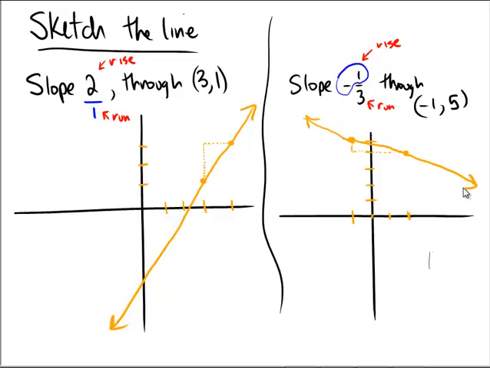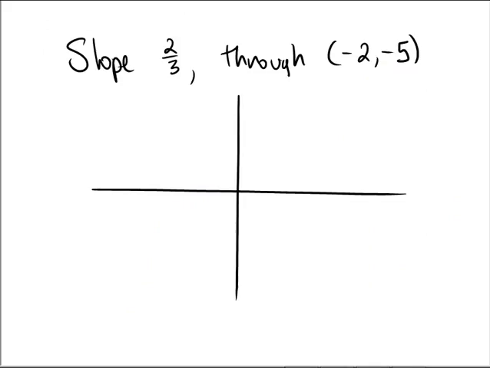Okay, let's see if you can actually do one better than I can then. Try to draw a line that has a slope of 2/3 and goes through the point negative 2, negative 5. Pause the video, see if you can do it better than I did with the previous example. And assuming you give it a good shot here, let's do it together.